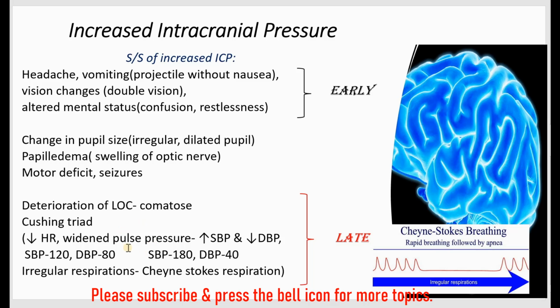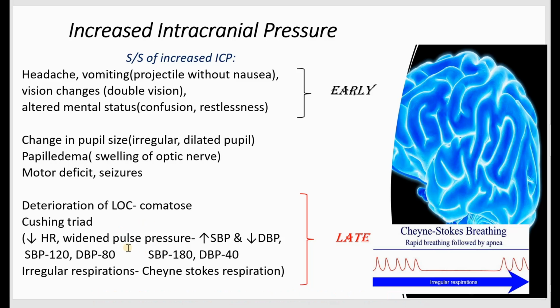Widened pulse pressure. So pulse pressure is the difference between systolic and diastolic. Example, if the patient's systolic is 120 and the diastolic blood pressure is 80, pulse pressure is 120 minus 80, that gives you 40. Now in Cushing triad, the pulse pressure is widened. That means systolic increases and diastolic decreases. Example, systolic increases to 180 and diastolic drops to 40. Now the pulse pressure is 180 minus 40, that gives 140. So you will see an increased pulse pressure or widened pulse pressure.